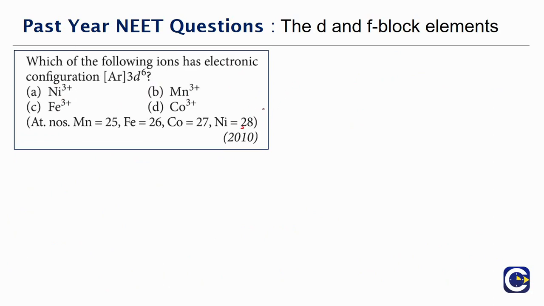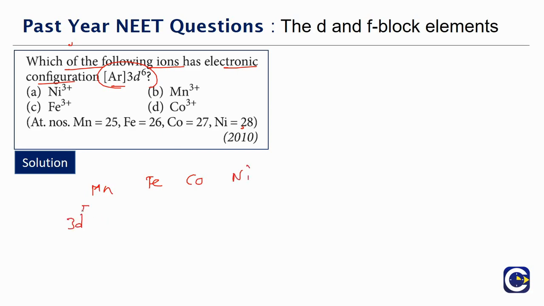This is an even more straightforward question, based on the electronic arrangement. Which of the following ions has the electronic configuration argon 3d6? So what are these ions? First, let us look at these elements: manganese, iron, cobalt, nickel. Manganese is 3d5 4s2. Argon is there, but we are not representing it; we are looking at only the 3d and 4s levels. Iron is 3d6 4s2, cobalt 3d7 4s2, nickel 3d8 4s2. This is the arrangement, right?